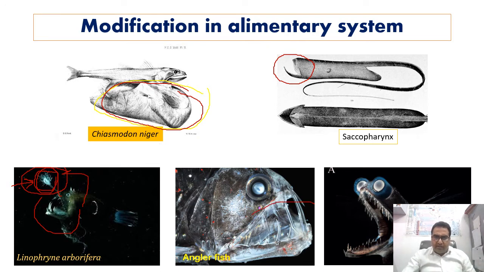Then strong teeth. This is an important modification in the alimentary canal. Their teeth are strong and curved inside, so that there are very few chances for the prey to escape the predator. You are seeing here that this fish also has hooked teeth toward the inner side. This is a modification on the part of the alimentary canal.